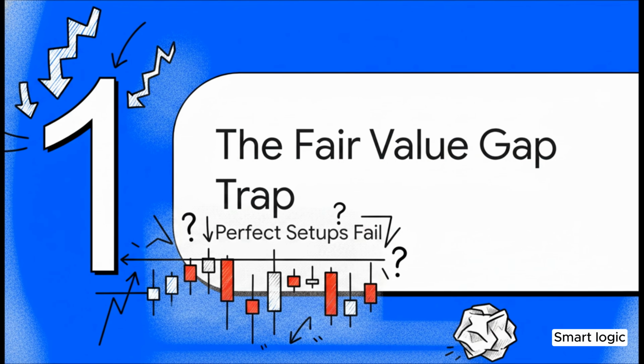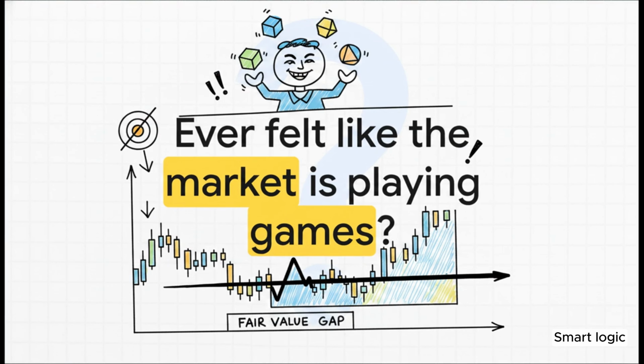Section 1. The fair value gap trap. Because sometimes, perfect setups just fail. Have you ever felt like the market is just completely playing games with you? You know the feeling. You do your multi-time frame analysis, you spot that perfect fair value gap, and you patiently wait for the tap, you set your orders, maybe even brag to your trading buddies a little bit, and then, bam, price just slices right through your zone like it wasn't even there.